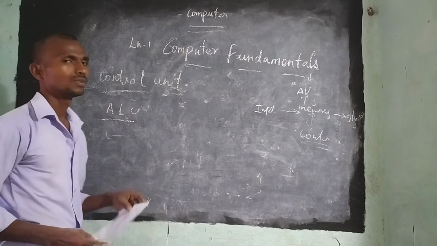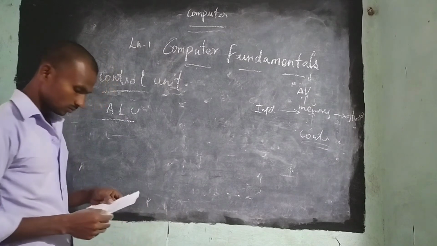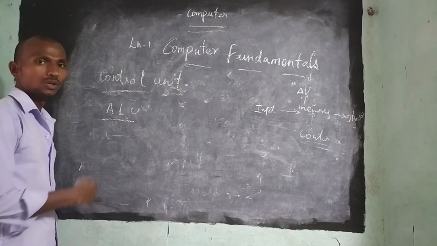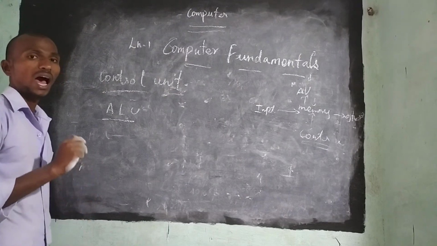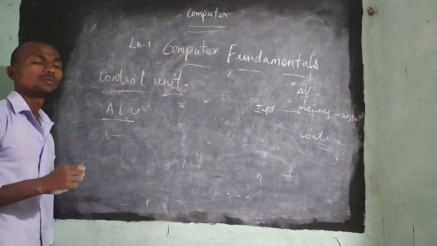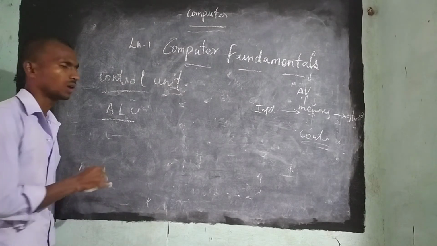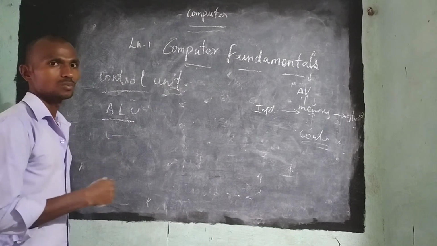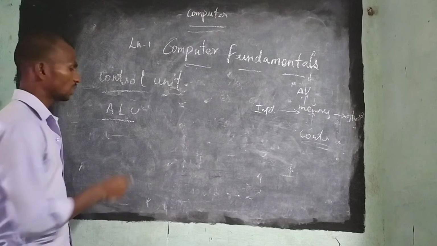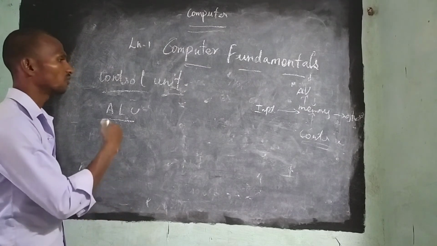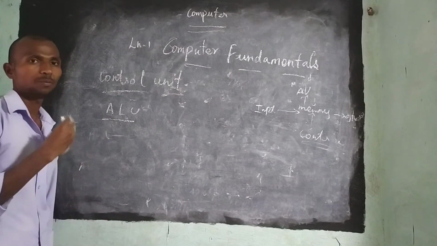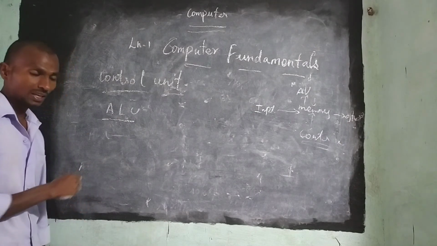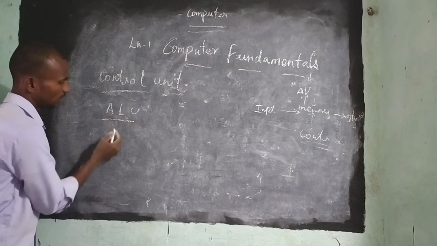ALU, arithmetic and logic unit. This unit performs all the arithmetic and logical processes. Arithmetic means what? Arithmetic means mathematical calculation. Okay, logical means condition checking. So the arithmetic and logic unit is used to manipulate the mathematical calculations and logical sequences. So here there is something called the accumulator.